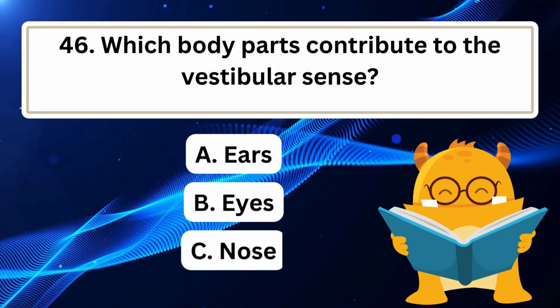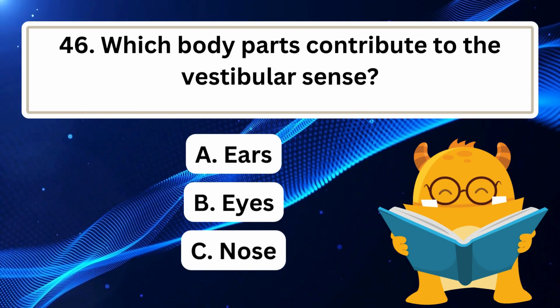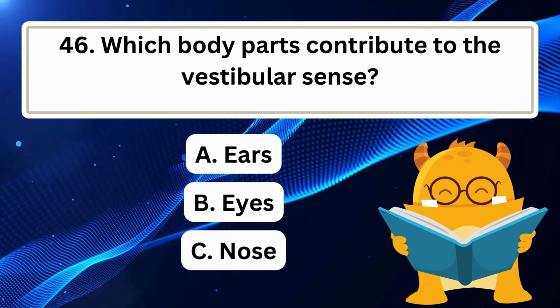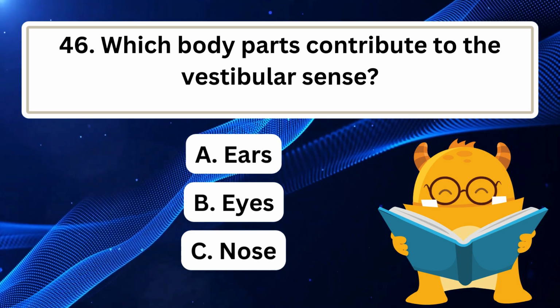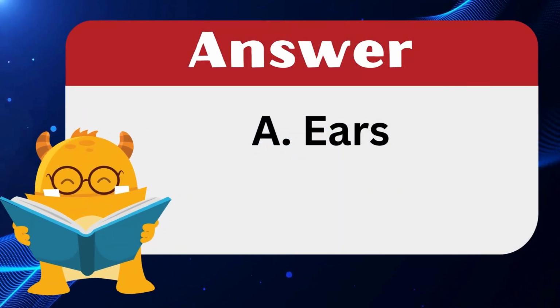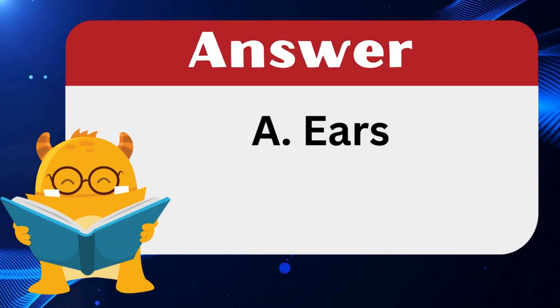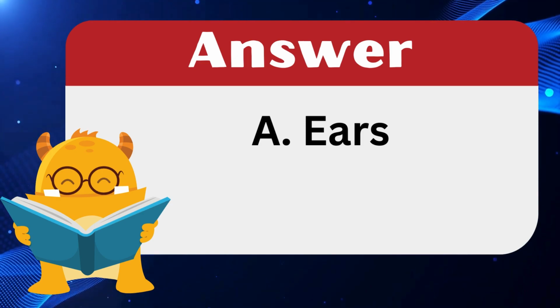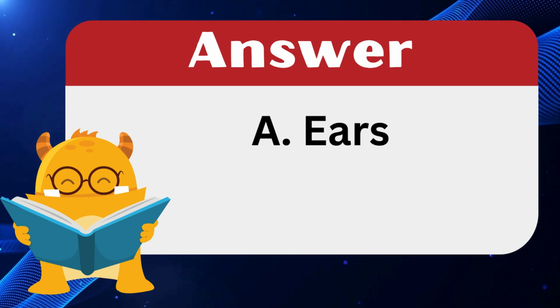46. Which body parts contribute to the vestibular sense? A. Ears. B. Eyes. C. Nose. A. Ears. The fluid in the ears, particularly the vestibular sacs and semicircular canals, contribute to the vestibular sense and help maintain balance.